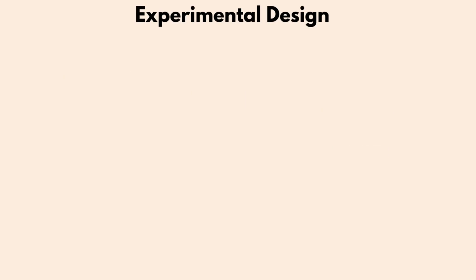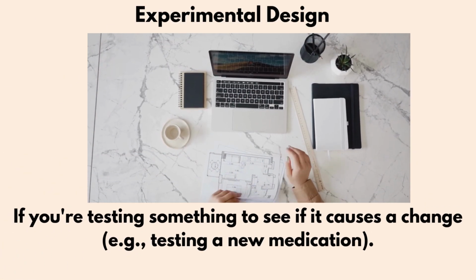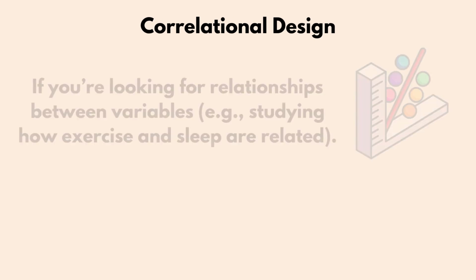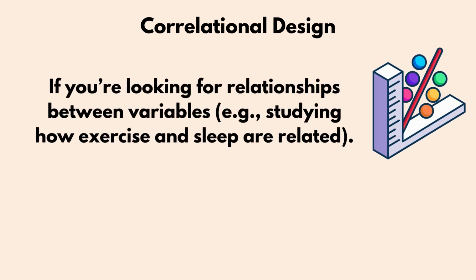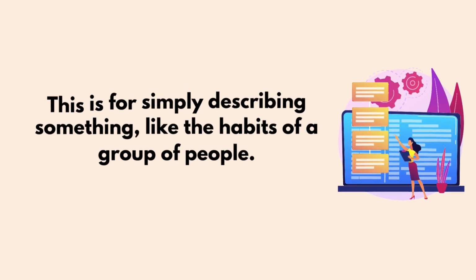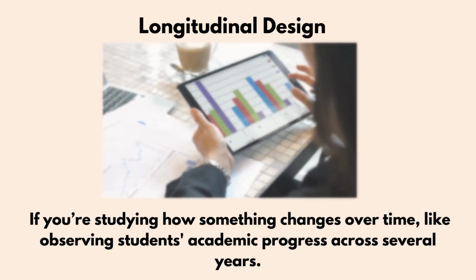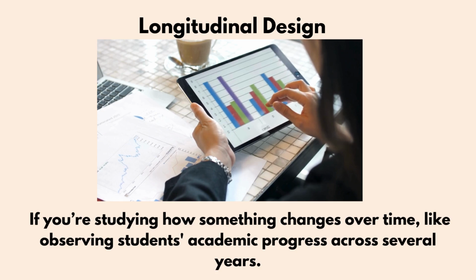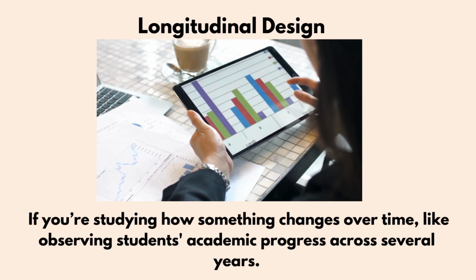Experimental design. If you're testing something to see if it causes a change, like testing a new medication. Correlational design. If you're looking for relationships between variables, like studying how exercise and sleep are related. Descriptive design. This is for simply describing something, like the habits of a group of people. Longitudinal design. If you're studying how something changes over time, like observing students' academic progress across several years.